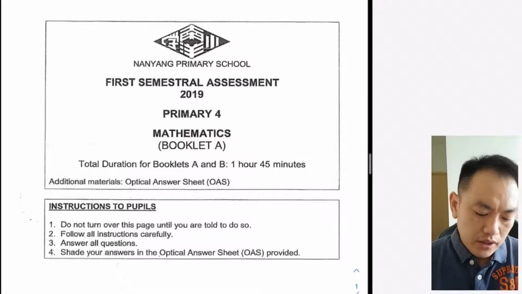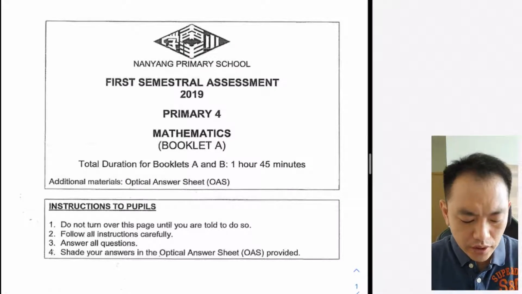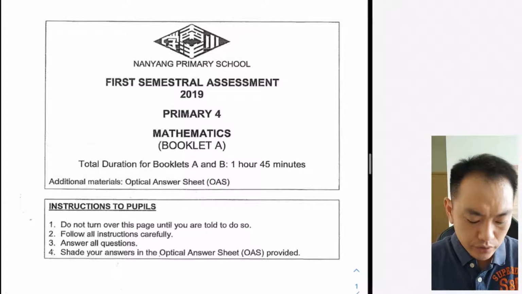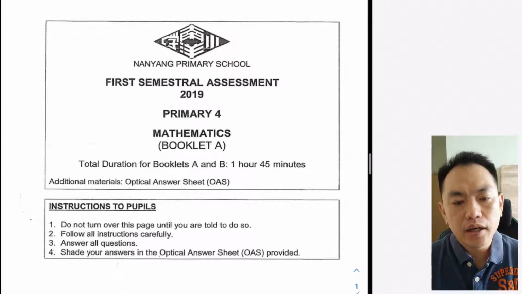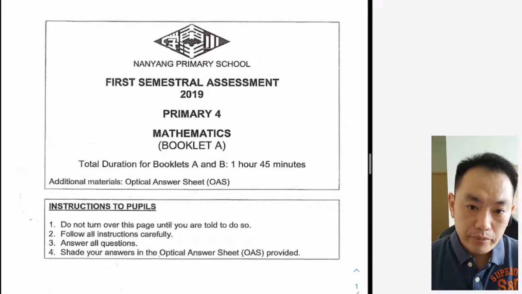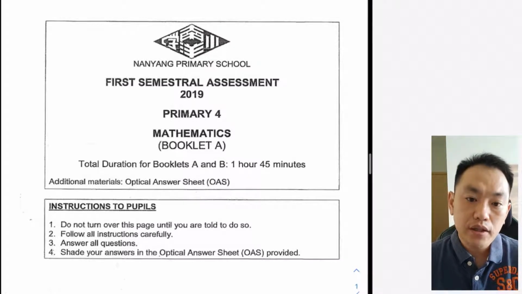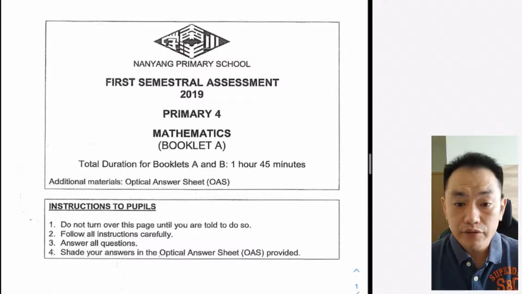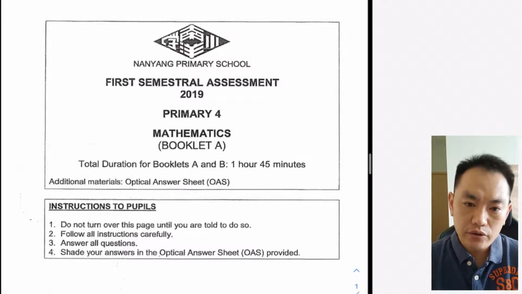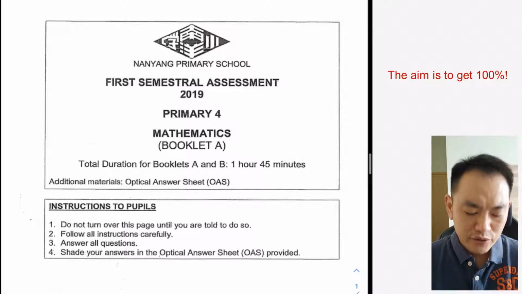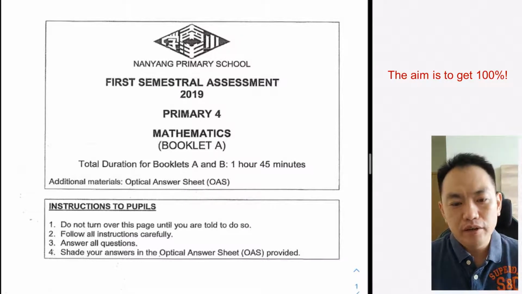I'm William. Today we will be doing the first semester assessment from the Nanyang Primary School, grade 4. Before we start, I suggest you download the paper. I will put the link to download the paper in the information box. Download the paper, finish it by yourself first, and then I'll go through the paper in the video with you, one by one, question by question, in great detail. So you will know how to get 100% for this paper.